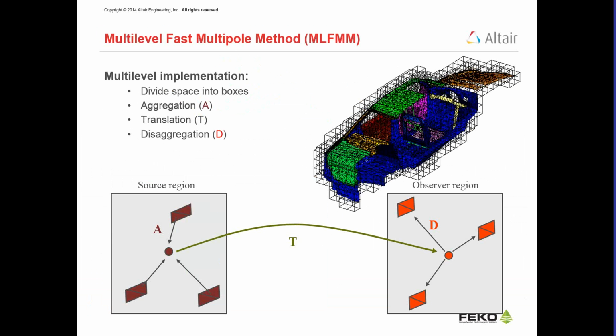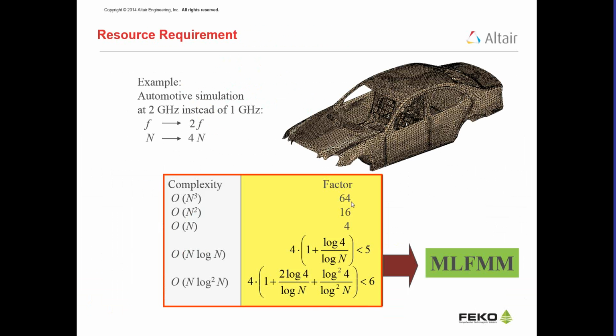What does MLFMM bring to the table? You can see here that instead of 64 times the initial time and 16 times the initial memory, it only takes 6 times the time and 5 times the memory. That means if you solve a problem at one frequency in 1 hour, it only takes 6 hours, not 64 hours, and also only 5 gigabytes rather than 16 gigabytes of memory increase. So this is a sustainable model going to higher frequencies.